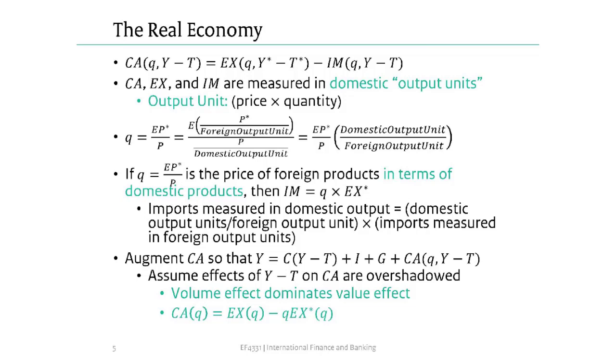Okay, and you can read this out loud to yourself in English, right? Q is domestic output per foreign output unit. EX star is imports measured in foreign output units. Just cancel out the numerator and denominator, and all you're left with is domestic output units, which is precisely what the units should be when looking at the current account for a specific country.